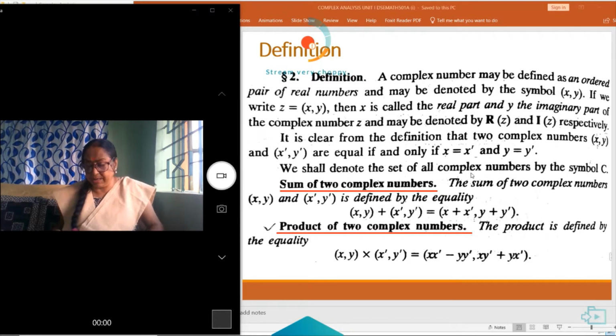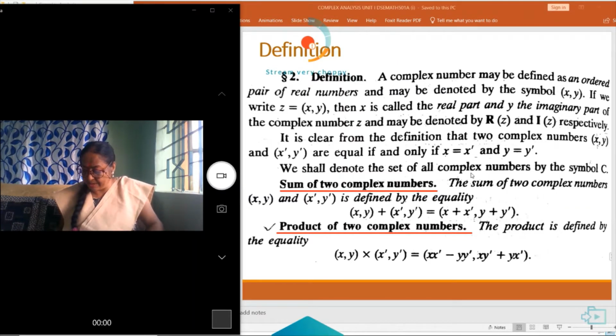Now, how to get the sum of two complex numbers? Suppose one complex number is (x, y) and another complex number is (x dash, y dash). If we add these two, we write it as x plus x dash, that is the real part plus the real part of the other, and then the imaginary part plus the imaginary part of the other, that is y plus y dash.